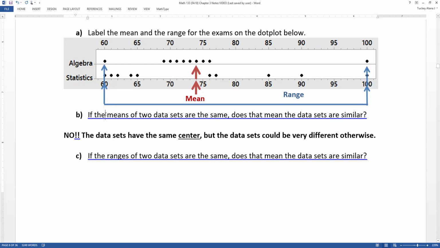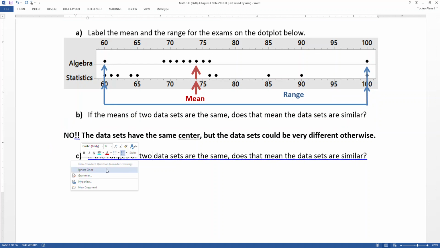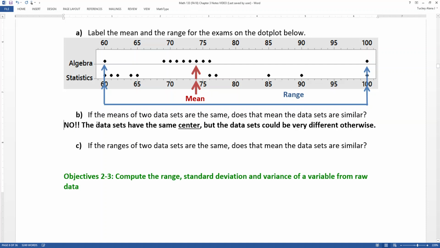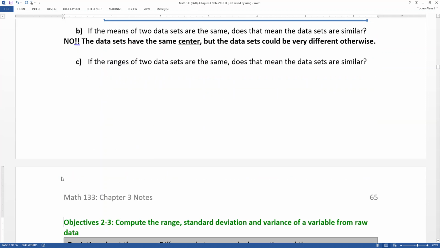But they're not necessarily very much the same otherwise. So that means that the mean measures the center, but it doesn't really tell you anything else about the rest of the data.